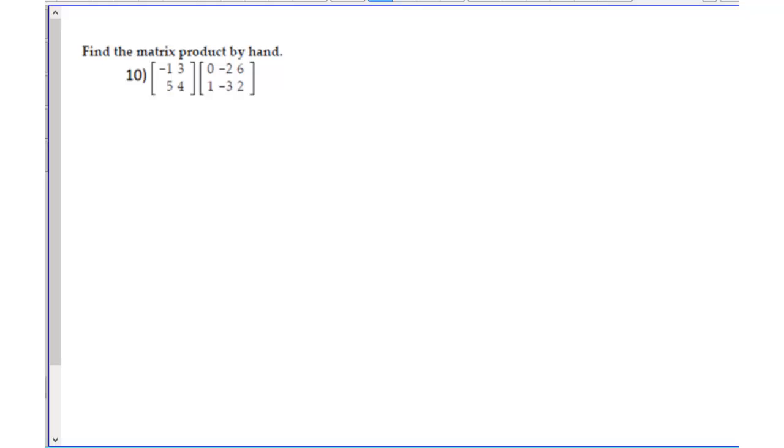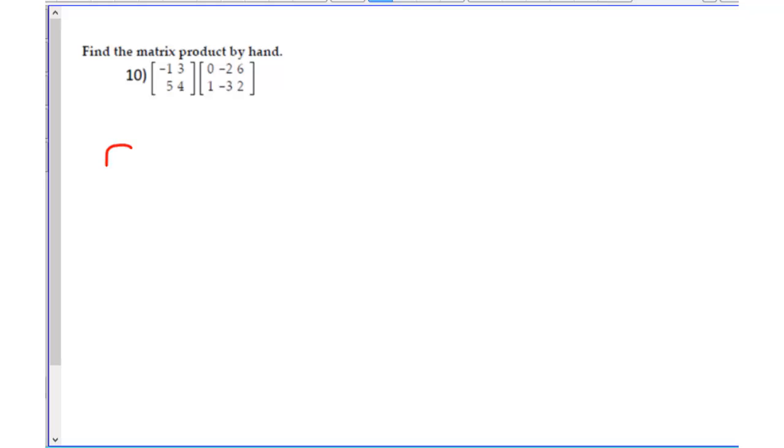Find the matrix product by hand. So you'll have your calculator. Hopefully you have figured out how to do this on the calculator. If you haven't already, then we can look at that. But if I ask you it by hand, that means I need you to be able to show me that you're doing it by hand.